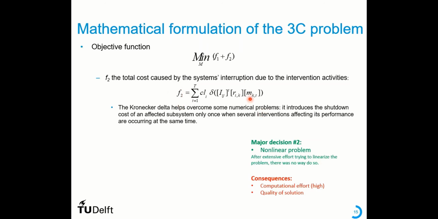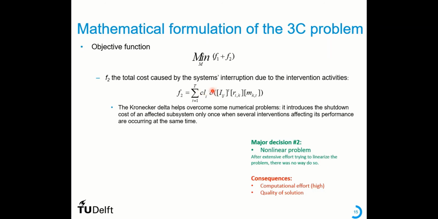Again, we have the decision variable, we have the relation matrix that relates the intervention to subsystems, and then the subsystems with the subsystems. For example, if you know that you are going to execute an intervention activity, then with the R, you can know which are the subsystems that are going to be interrupted. And with the I, you know which are the subsystems that are going to be affected by the interruption of other subsystems. And of course, you multiply by the cost to get the total cost.